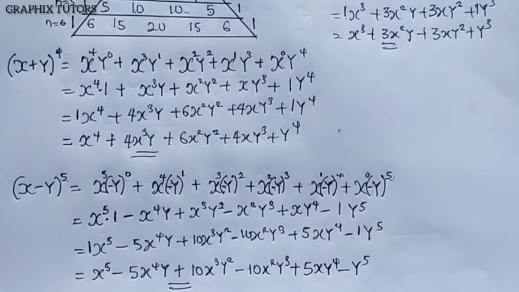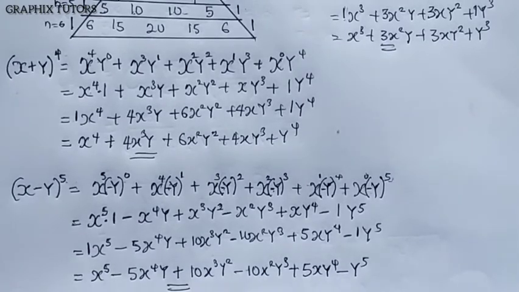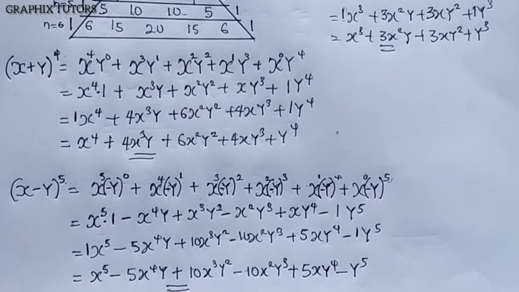So what do you notice? It is alternating: minus, plus, minus, plus, minus, right? So this is what we're having when you have a negative sign. We'll solve more examples and see how it goes.